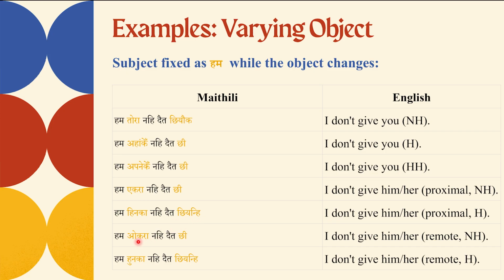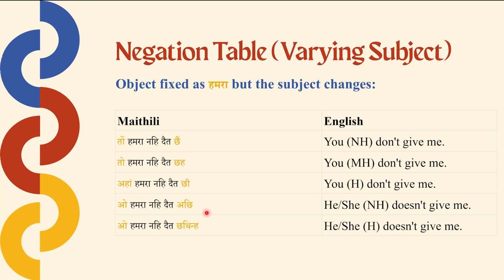Then the next one, hum okra nahi det chi. I don't give him or her. And the last one, hum hunka nahi det chiane. I don't give him or her. Now, see here, as per the object whom we are going to choose, the verb agreement also changes. This also tells you that if we are talking about something which is our subject or kind of an object, the verb agreement also changes. So, let us see some more examples.